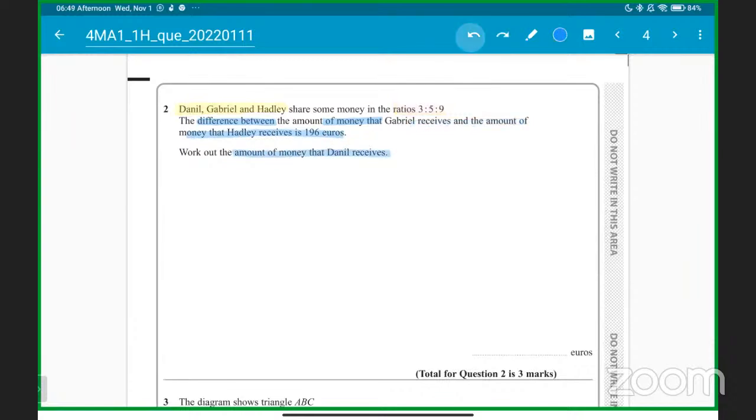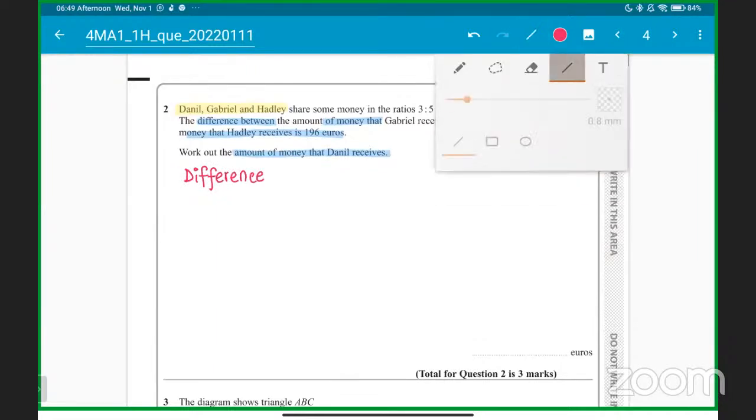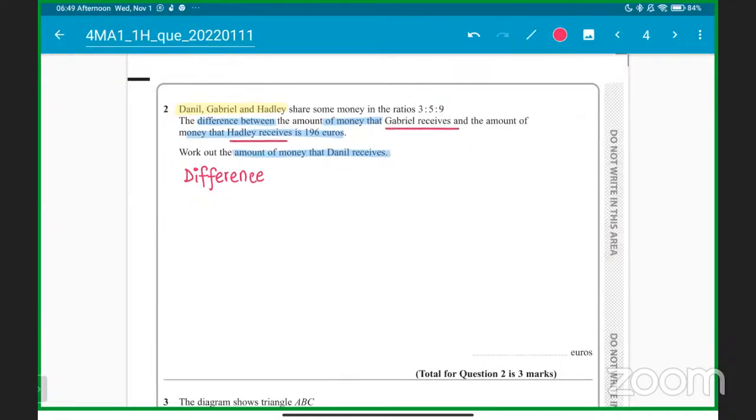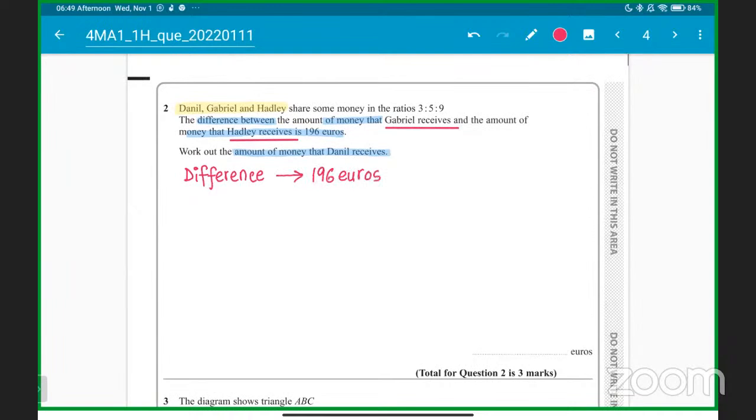Okay, so we need to understand that it's a ratio question, and they have given us the difference, that is the difference between what amount Gabriel receives and what amount Hadley receives is basically 196 euros. You can do it other ways as well. We find out the difference of the ratio between Gabriel and Hadley. So we have 5 is to 9, so for me it becomes 9 minus 5. The difference is 4 parts.